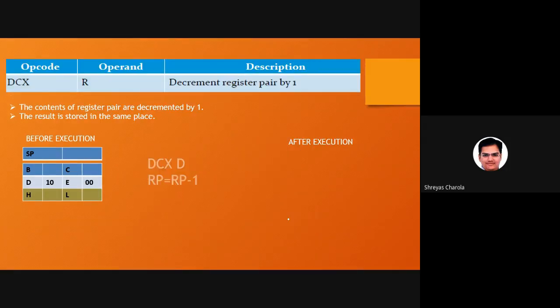Let's suppose here, if I write DCX D, understand and then give the answer. Here 1000 is in hexadecimal, and I need the answer in hexadecimal only. So think and give the answer. Harshit, wrong. Decrement it. 1000.